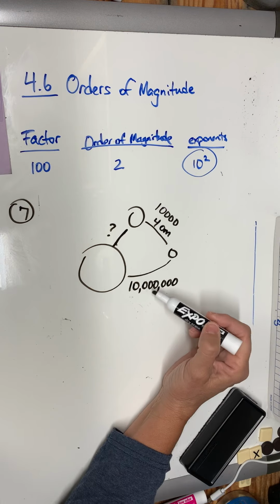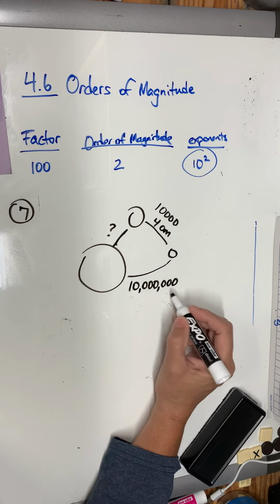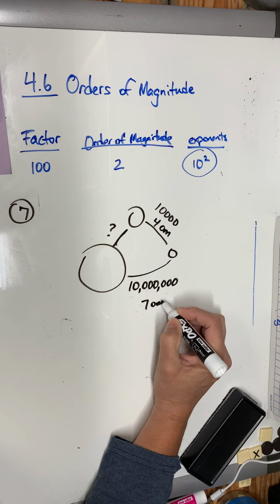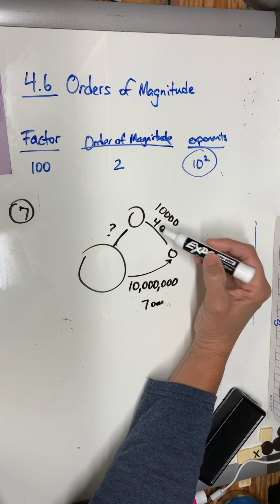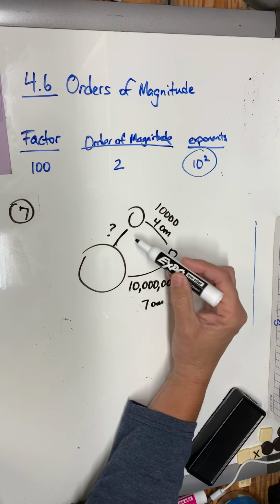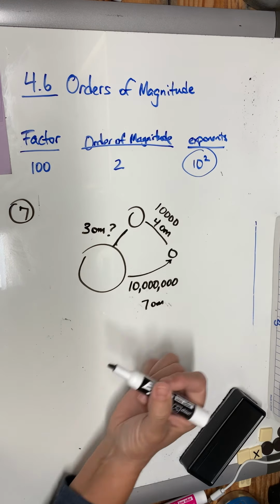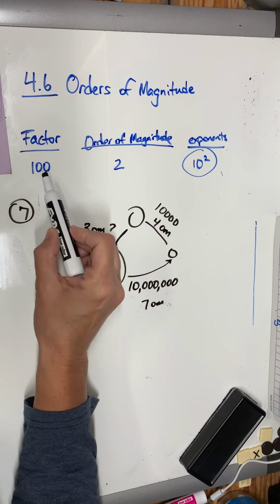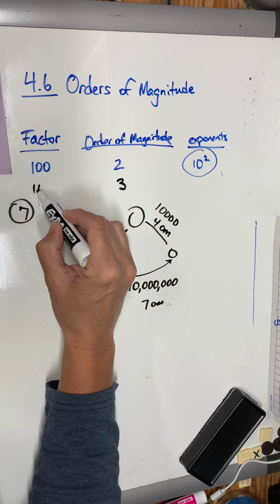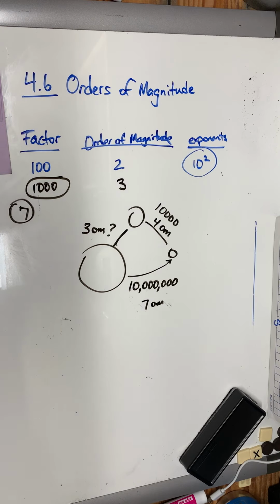So if the planet is 10 million more than that, so this is 1, 2, 3, 4, 5, 6, 7 orders of magnitude bigger than that one, and this one is 4 orders of magnitude bigger than that one, then the difference would be 3 orders of magnitude, because 7 minus 4 is 3. But they're asking not for the order of magnitude, but the corresponding factor. So 3 orders of magnitude would be 1,000. So my answer in this question would be 1,000. And that's it. Thank you.